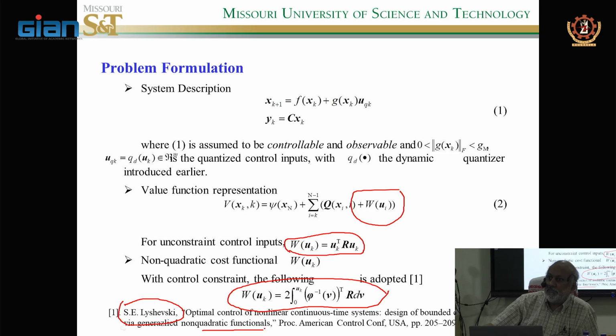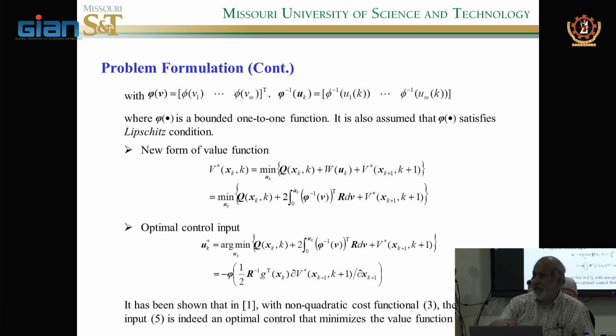What is the nature of this phi function? It's a diffeomorphism. Tangent hyperbolic, is what I think. You see that it is a diffeomorphism because phi inverse should be bounded and one-to-one, and phi has to be bounded and one-to-one, so it has to go back and forth. Yes, tangent hyperbolic.